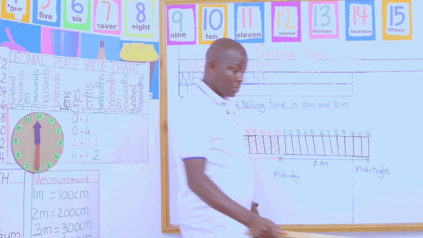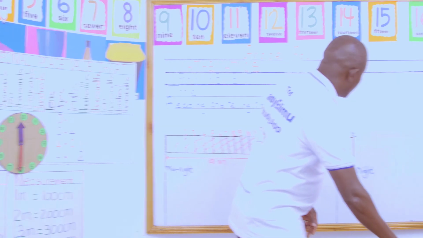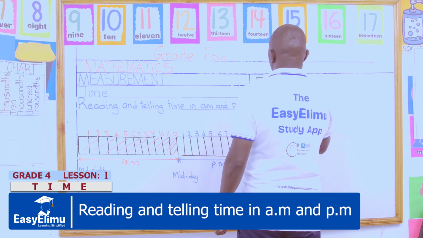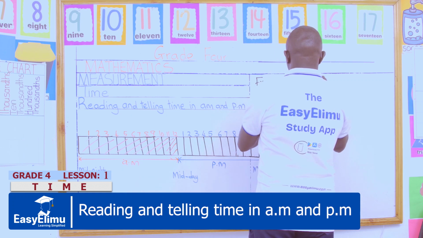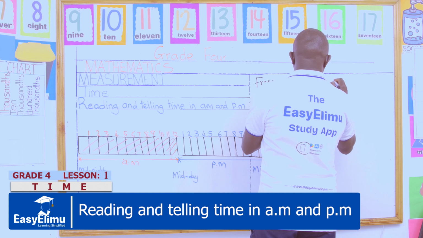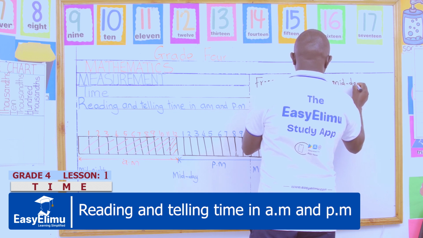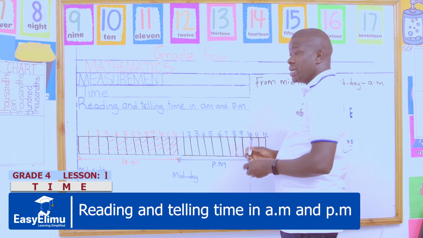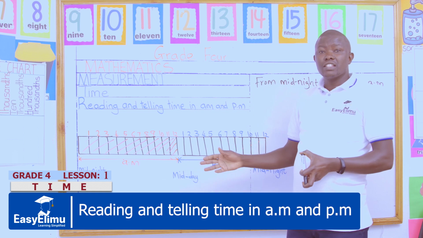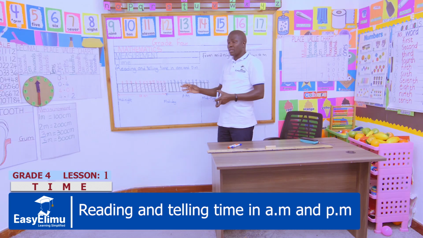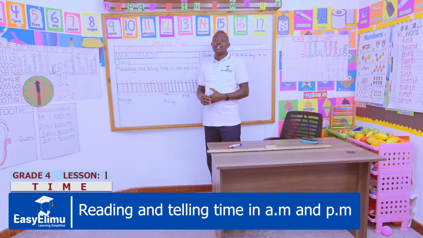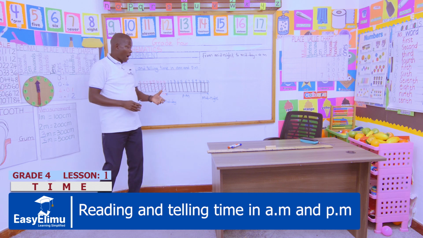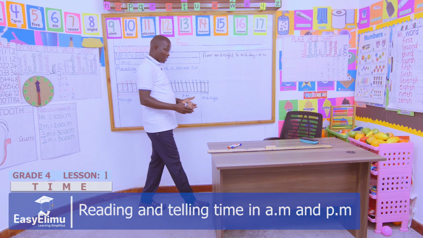I'll write that one for you to understand. I've said this. From midnight to midday, we call this one AM. What does AM mean? It stands for antemeridiem. What does antemeridiem stand for? It is time after night. So it is during the daytime.